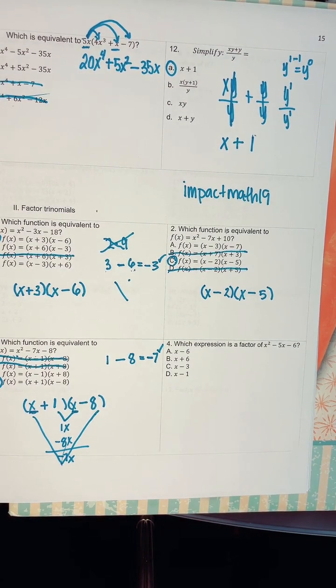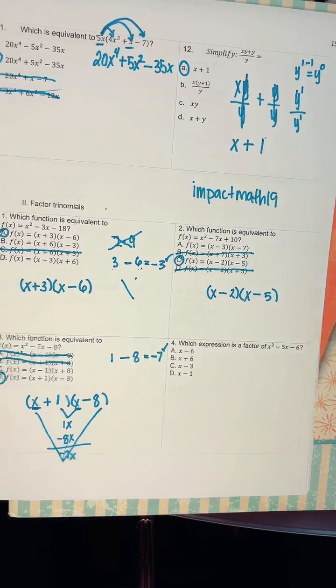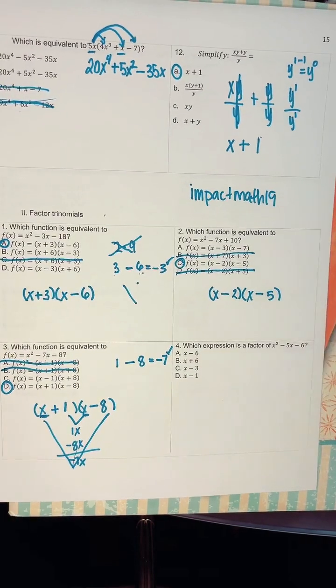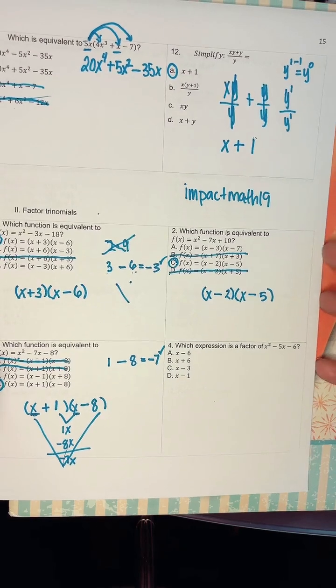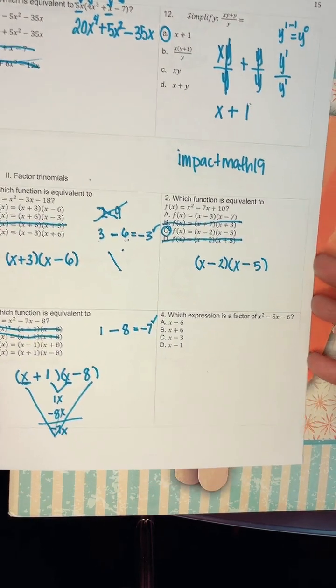Is this algebra 1? Yeah, this level is algebra 1, but there's other things on here that's algebra 2. Really, it goes from like 6th grade math all the way up to trig. So I say like junior year. Okay.